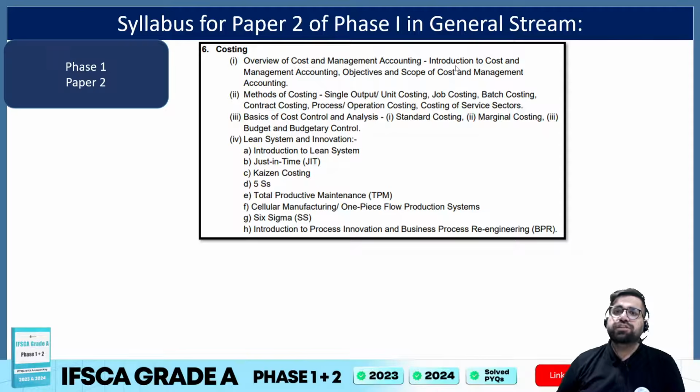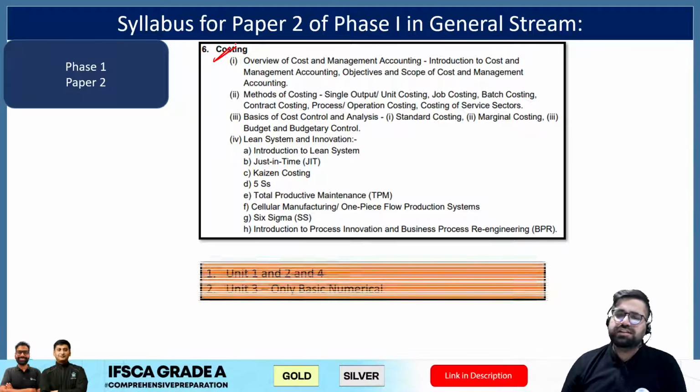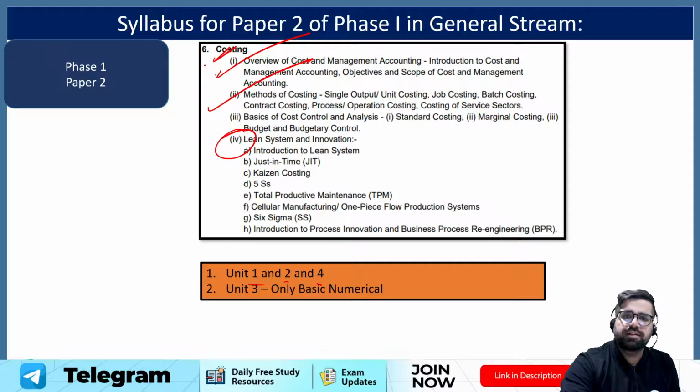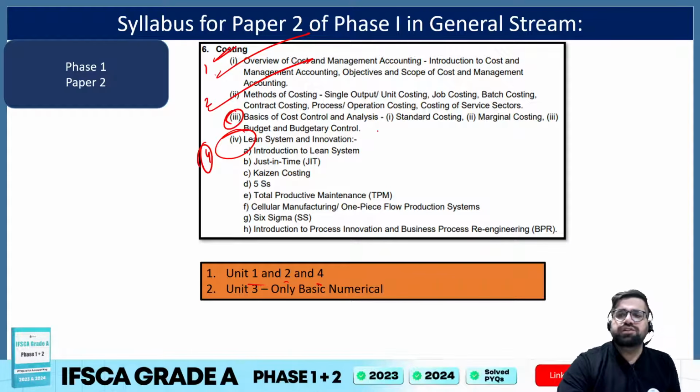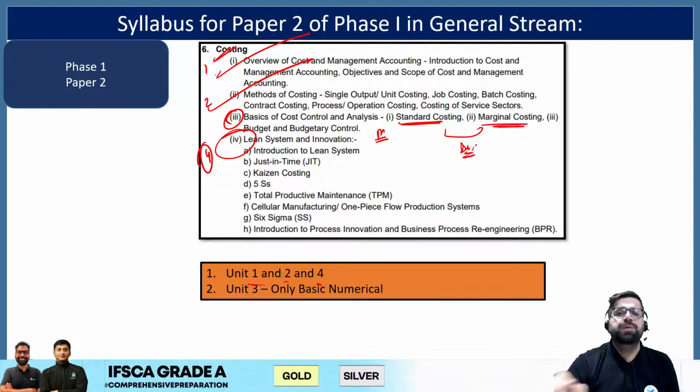Next in my list is costing. In costing, again, don't worry that much. You just have to remember that units 1, 2 and 4, this is first, this is second and fourth, are very, very important. From the third one you can just do the basic numericals. For example, in standard costing and marginal costing, just do the basic numericals. There is no need to become an expert.